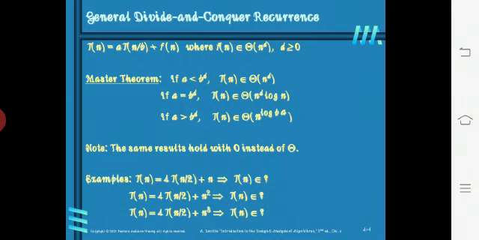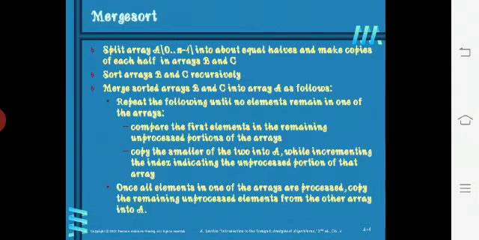We have a few examples here. Here 4 represents the multiple and 2 represents the sizes. So these are the solutions. The first problem we are about to see is merge sort.